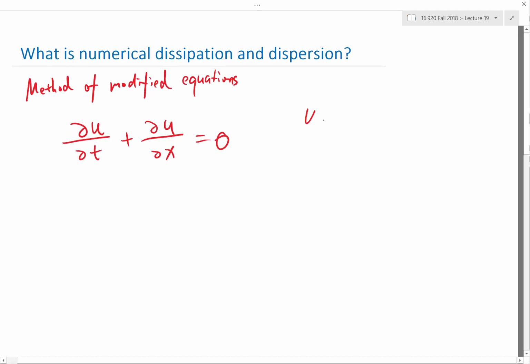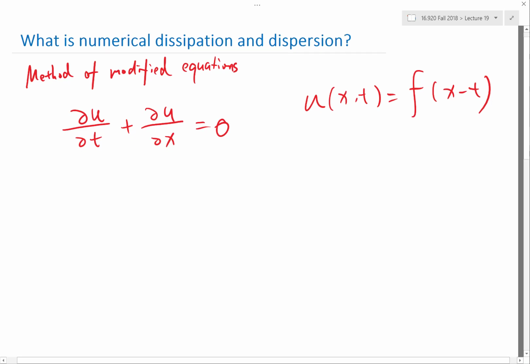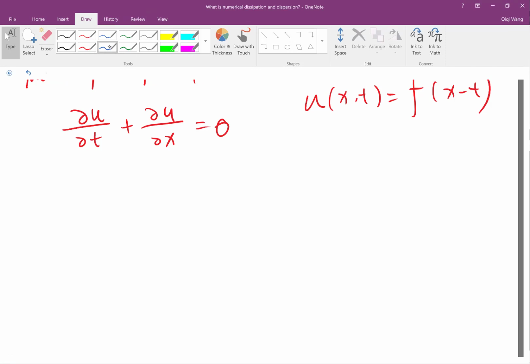Okay, or we know that u of x and t should be equal to any function of x minus t, right? If you plug this into this equation, you'll see the right hand side equal to 0. It's exactly satisfied. So the correct behavior of this differential equation is that it moves all components towards a single direction without damping, right, at the same speed. Now let's see, if we use numerical methods to solve it, would it be the same?